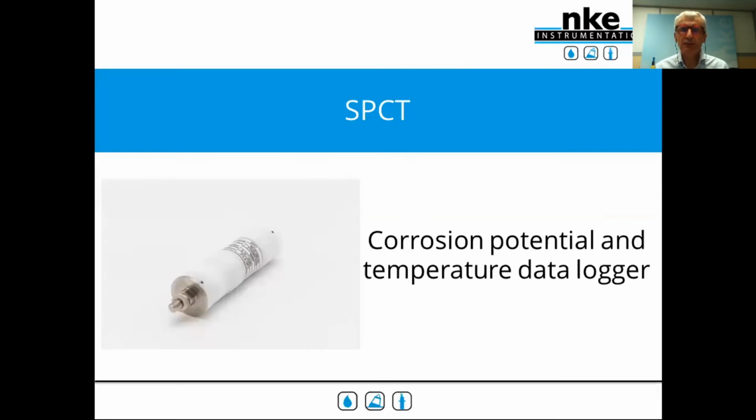So the second product that I want to introduce to you today is the SPCT. SPCT is also an autonomous data logger, but this is a simpler autonomous data logger that records mainly the corrosion potential and also temperature.